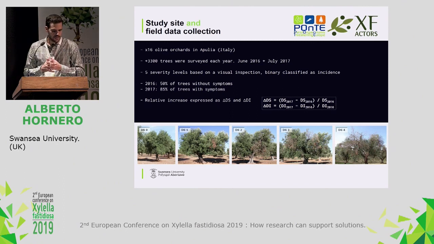These severity categories vary depending on the proportion of the canopy affected by the typical symptoms of Xylella fastidiosa. The severity varied from 0, which indicates the absence of symptoms, to 4, when most of the crown branches were dead. The incidence, in contrast, only considers whether a tree is affected or not, which indicates symptomatic and non-symptomatic trees.